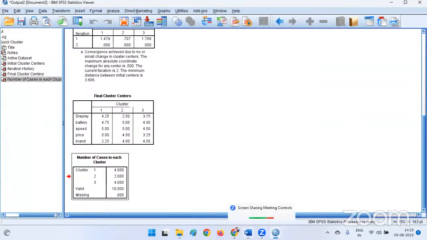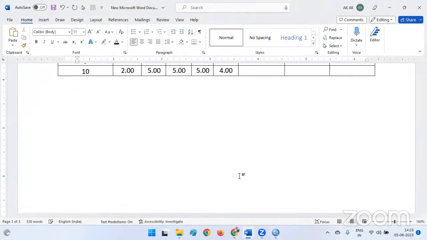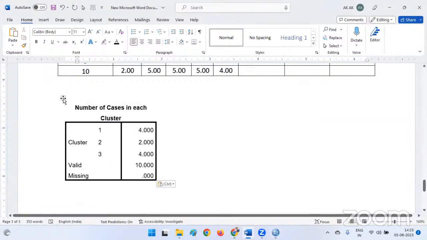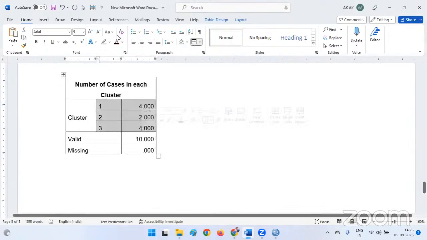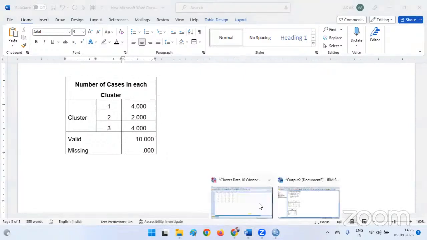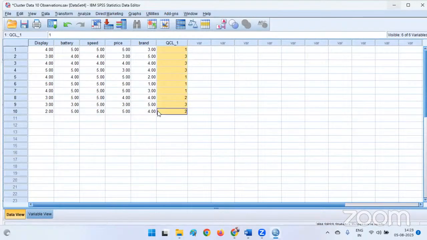So there are 2 types of results. One result is how many respondents or numbers or members are there in the cluster. That is one. These are number 1, 4, number 2, 2, and number 3, 4. Second important aspect is who is in which cluster. That is very, very important. That is most important. Okay.